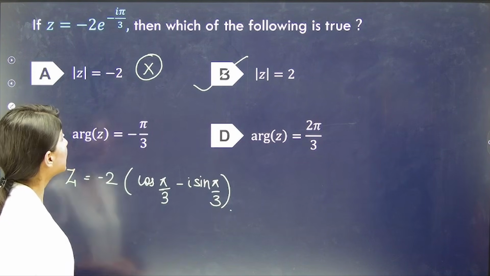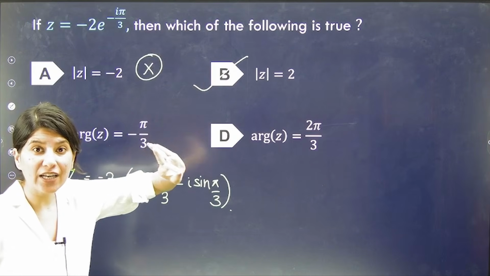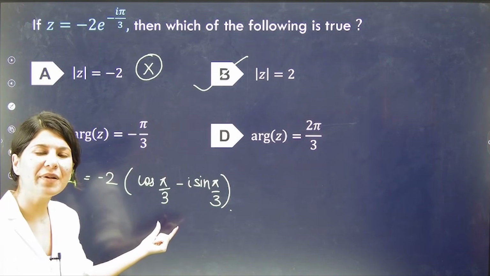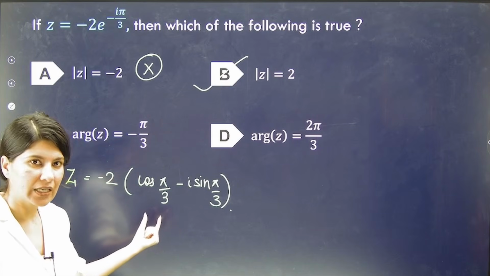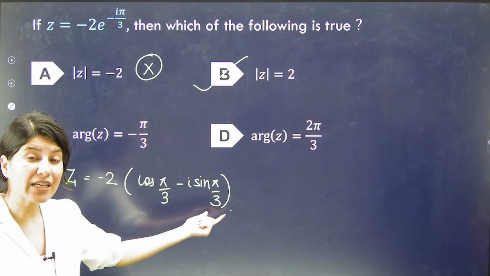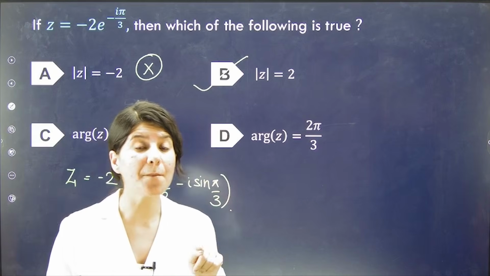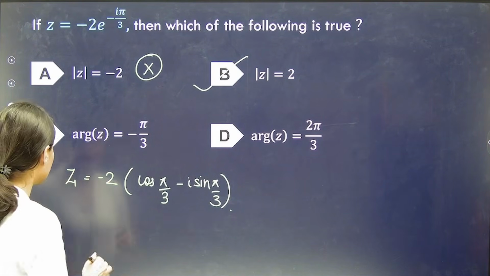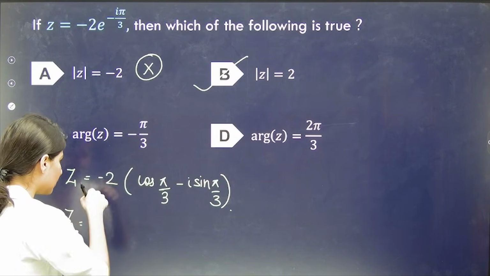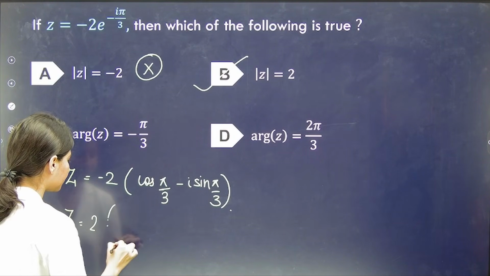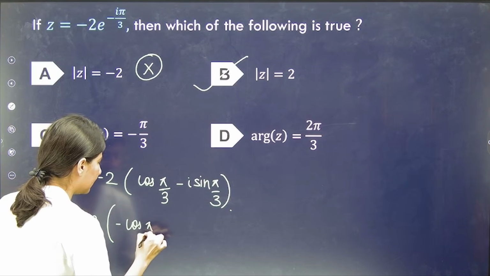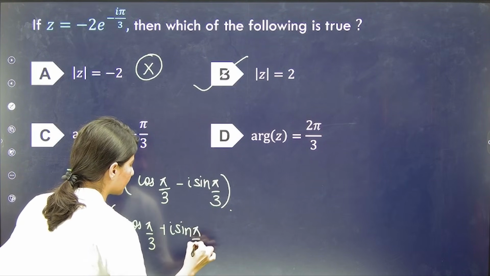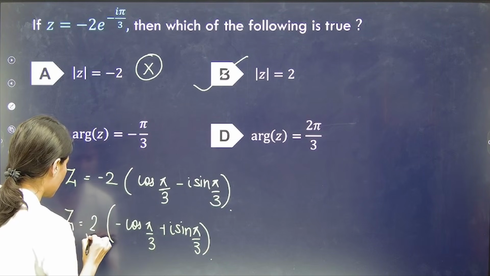Yes, because see, e raised to power minus iota pi by 3, cos of minus pi by 3, which is what? Cos of minus theta is cos theta only. Then plus iota sin minus pi by 3. Now sin minus theta, minus sign will come out. That's why a negative sign you're seeing here. And now this negative sign will go inside. So 2 minus cos pi by 3 plus iota sin pi by 3. Okay, so this is your r.